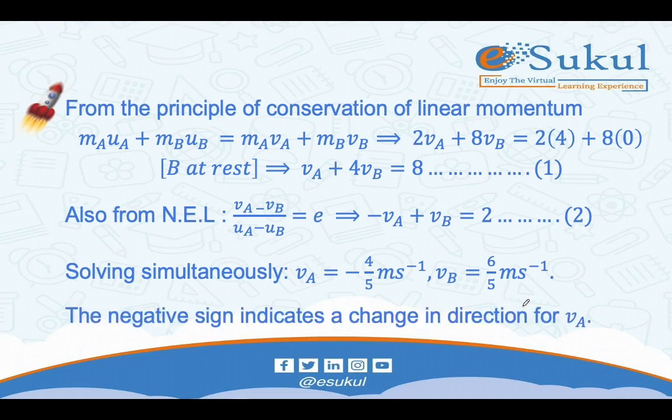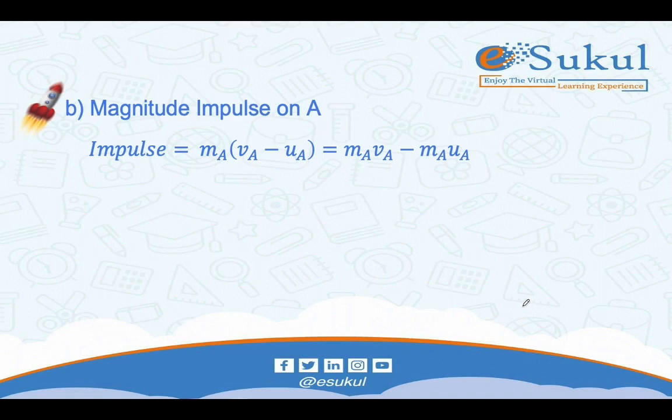So that gives us the velocity. To comment, we then see that VA is negative, so the negative indicates the change in direction of VA completely. So again, in B, we have the magnitude of the impulse experienced by A due to the impact.